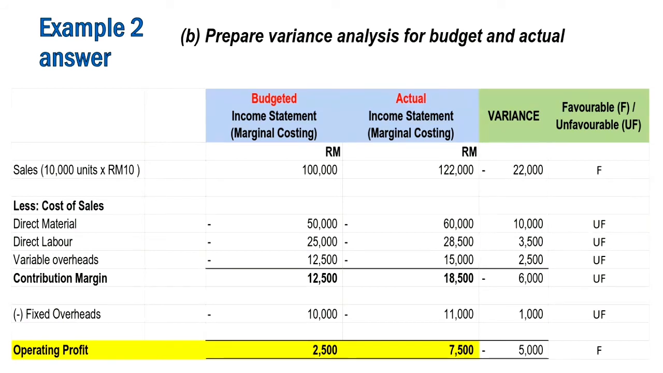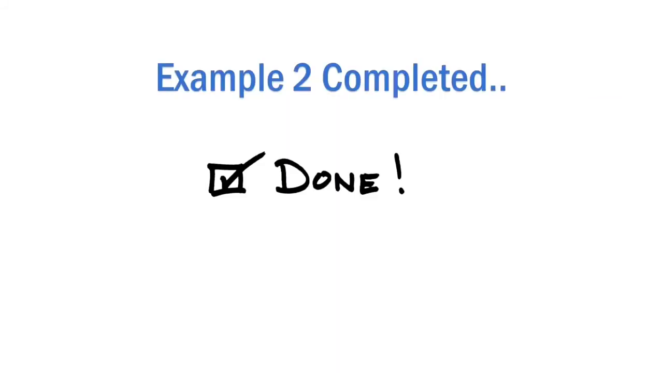Fixed overhead costs will have the same explanation as the cost just now. Operating profit, when we look at profit, we want it higher. So you look at the numbers here, actual is 7,500, but we budgeted only 2,500. So we have a difference of 5,000 ringgit of profit higher than what we budgeted. So it is really highly favorable. Okay, so that is how to answer part B in example 2. Complete example 2.